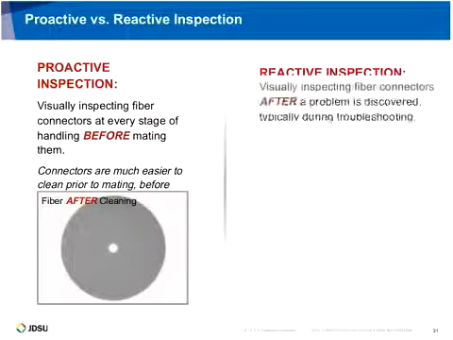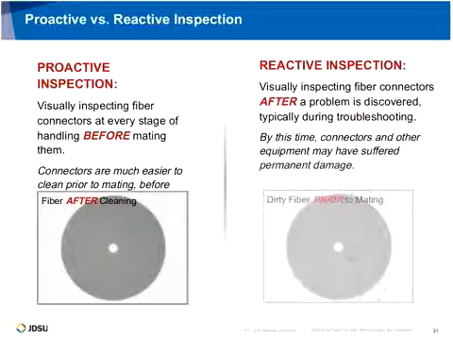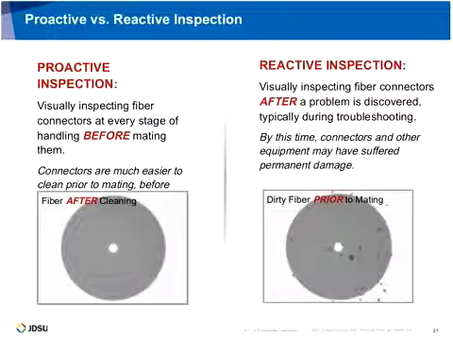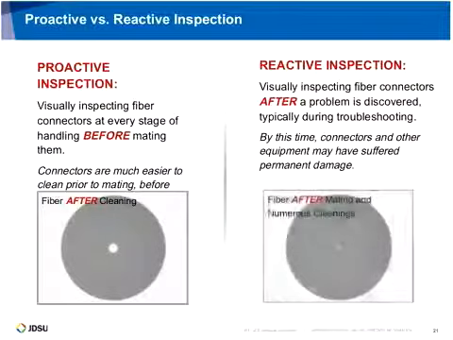But if you're dealing with a fiber that you're inspecting after it's already been mated, here's an example of, again, starting off with a clean connector. But in this case, I then took that connector and mated it to another one and then tried to clean it after decoupling it again. And after I cleaned it, this is what it looks like.